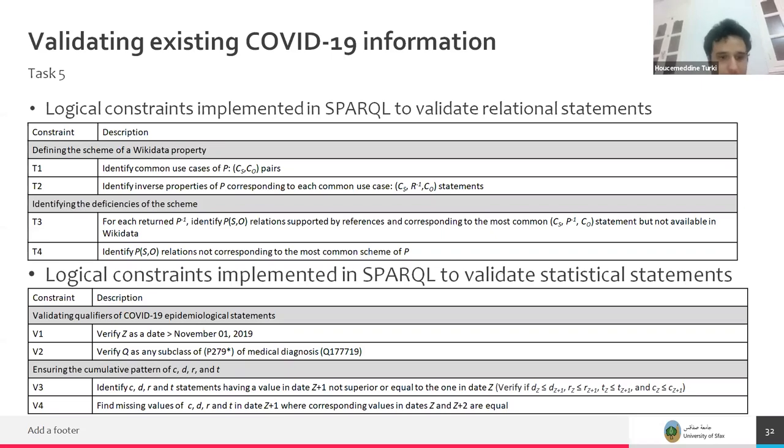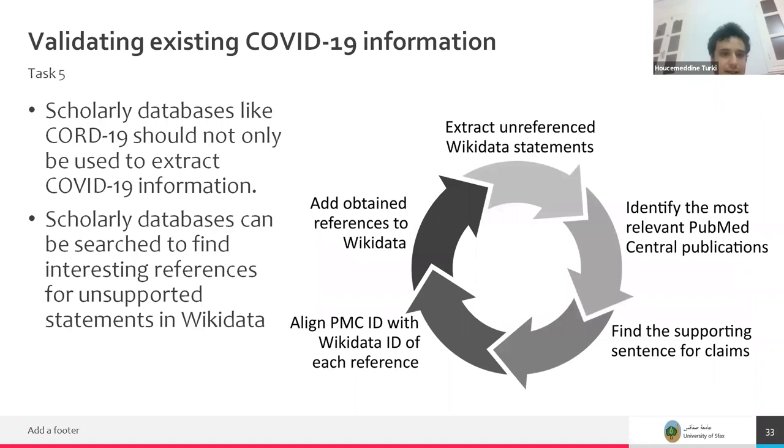For example, if the date of a case is before 1 November 2019, it is false. For example, the determination method of a clinical test should be a subclass of medical diagnosis. For example, the number of cases on date Z plus one should be greater than or equal to the one on date Z, because the number of cases, the number of deaths, the number of recoveries, and the number of tests are cumulative. So this is one type of how the validation of COVID-19 information can be done.